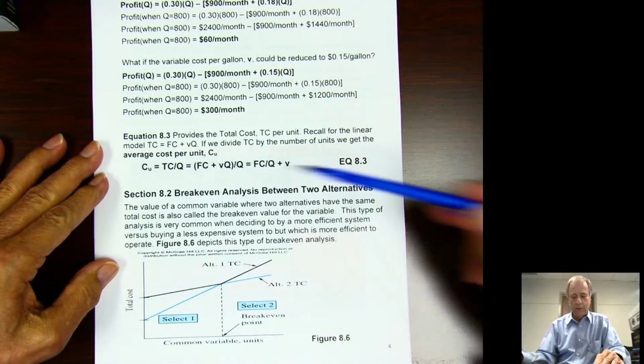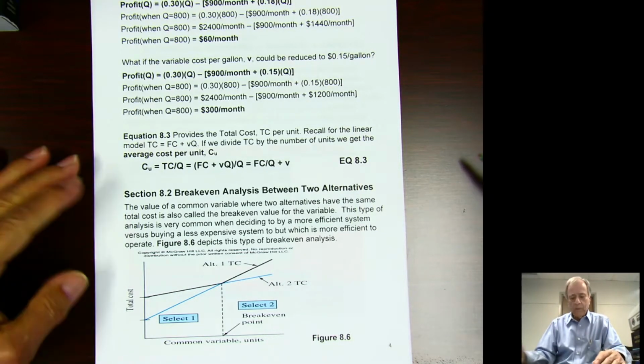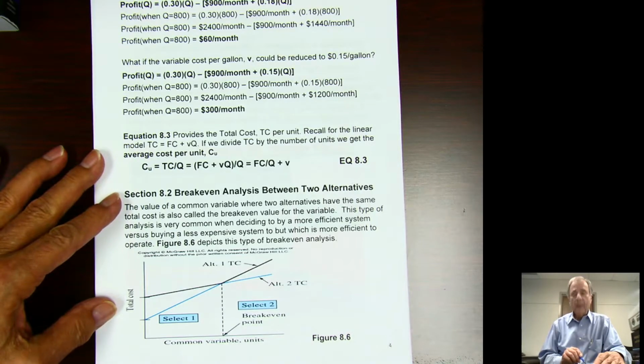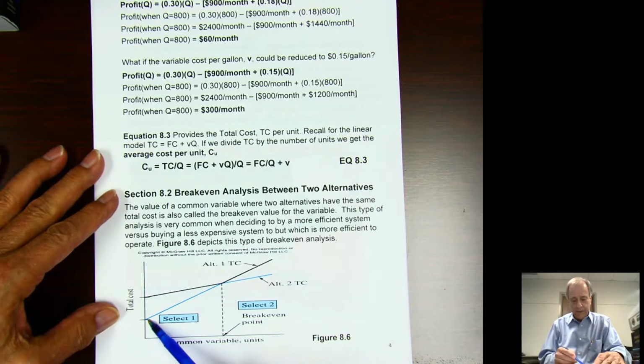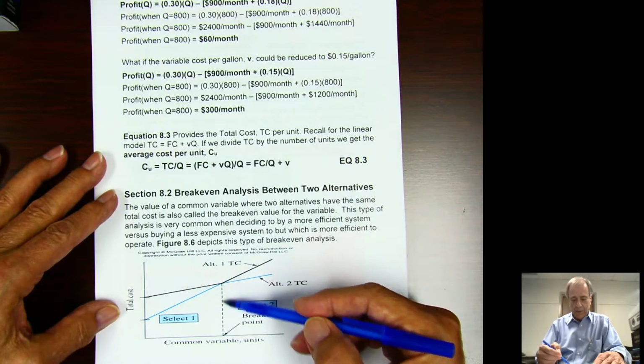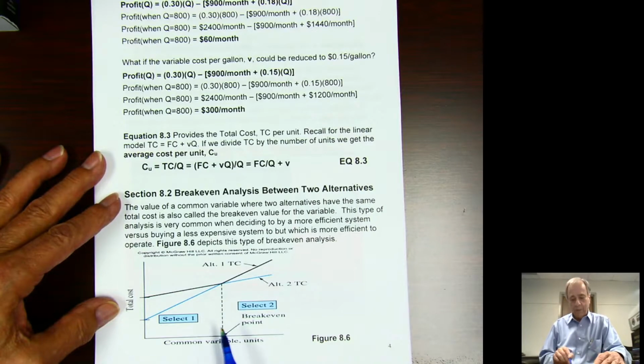That's section 8.2. And this is a very common type of problem. For example, here we have alternative 2 that has a higher fixed cost but a lower slope, so it has a lower variable cost, whereas alternative 1 has a lower fixed cost but a higher slope, so it has a higher variable cost. And this point where these two lines cross, where the total cost of alternative 1 equals the total cost of alternative 2, is called the break-even point between these two alternatives.